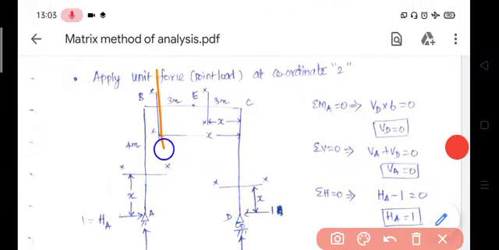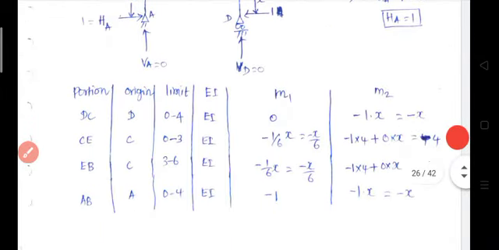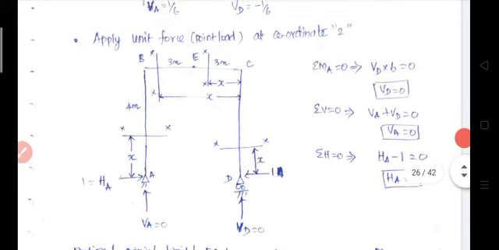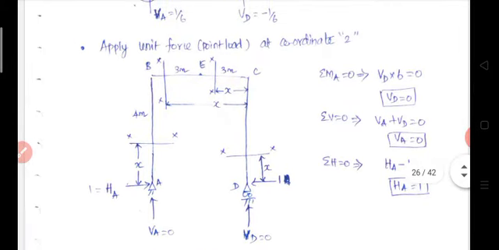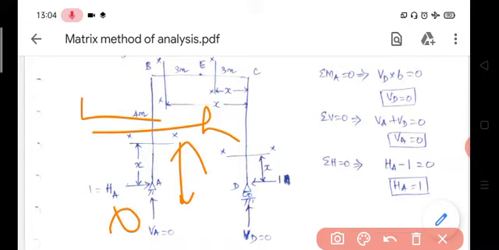Then for EB portion, again consider section XX, which is x distance from C, limit varies between 3 to 6, then bending moment is again minus 1 into 4 meter, it creates sagging moment, minus 4. Then for AB portion, again consider section XX, which is x distance from A. Now limit varies between 0 to 4, then bending moment is equal to minus 1 into x.